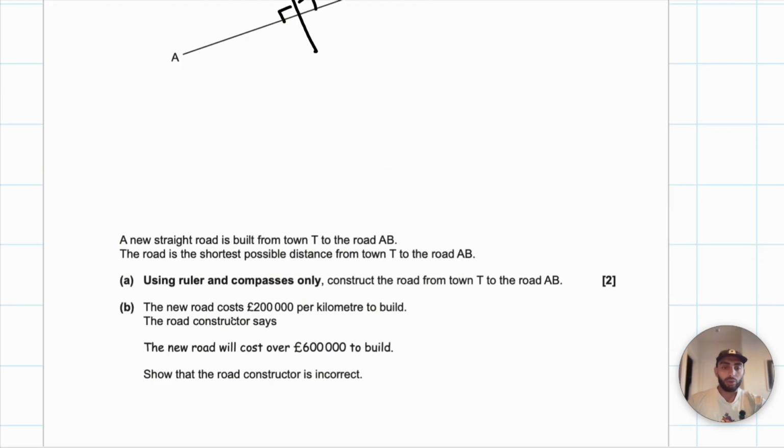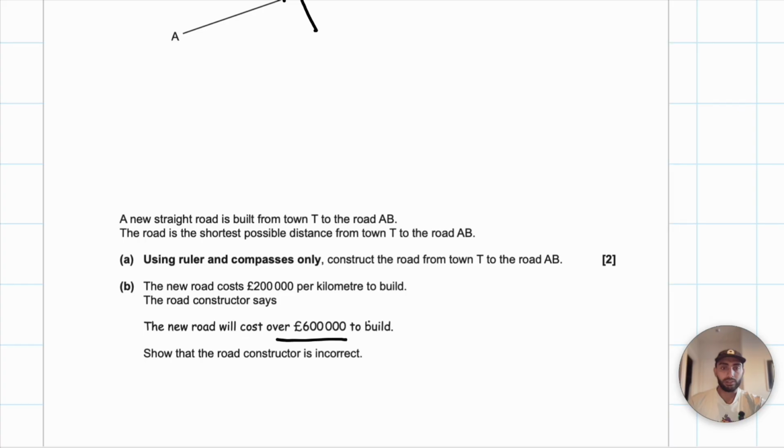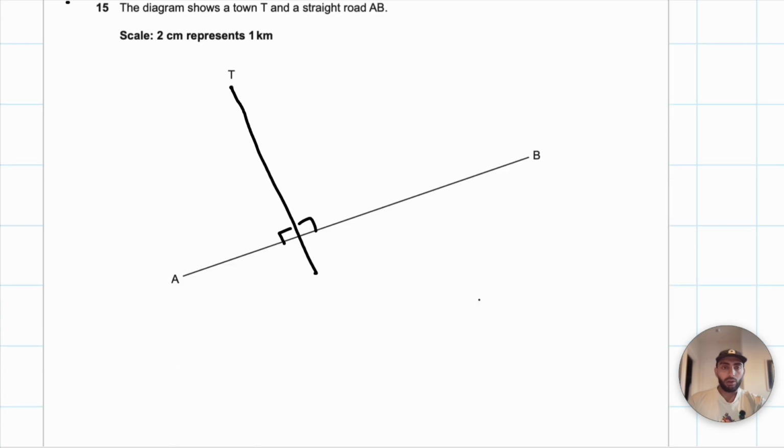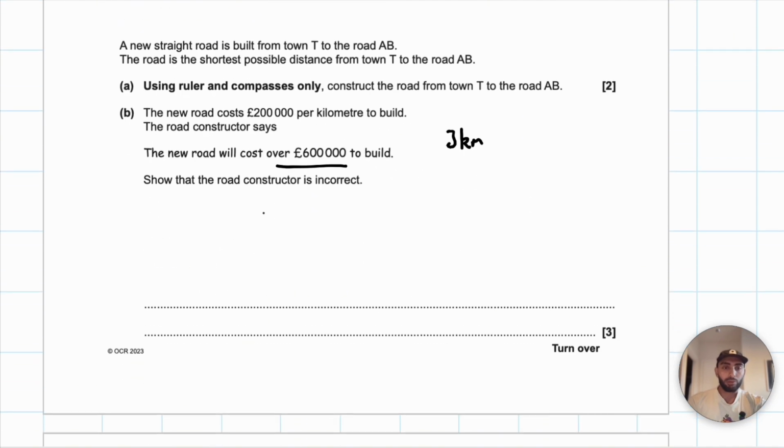Part B, the new road costs £200,000 per kilometre to build. The road constructor says the new road will cost over £600,000 to build. How much is £600,000 in terms of centimetres? So if it's £200,000 per kilometre and £600,000 altogether, it's going to be 3 kilometres, or on the diagram, 6 centimetres. And when we measure this distance from T to AB, it doesn't give us a distance of 6 centimetres. It gives us about 5.4 centimetres.